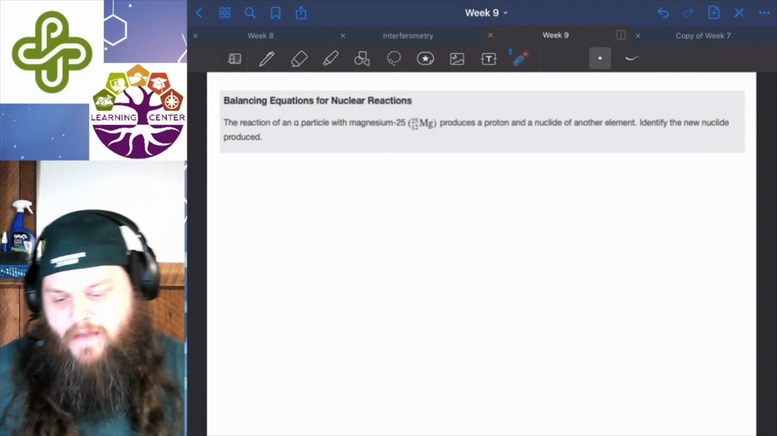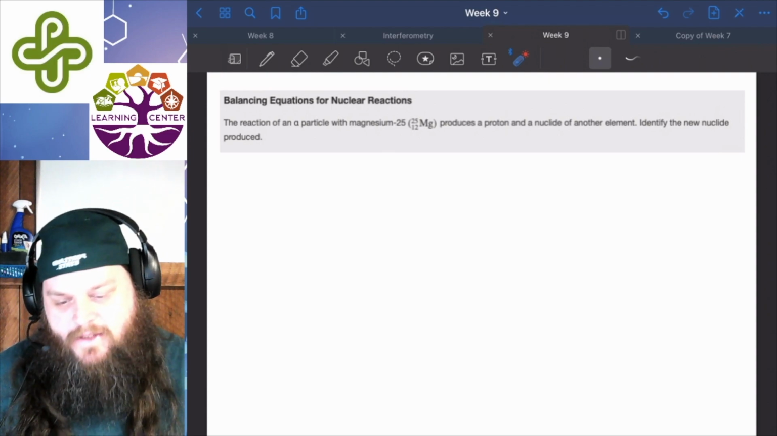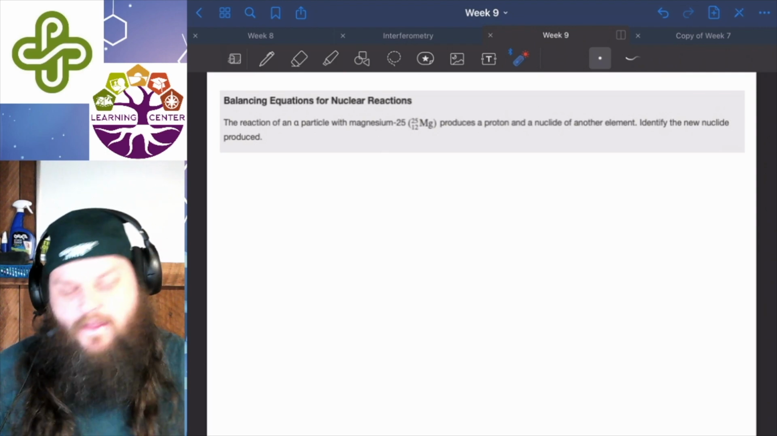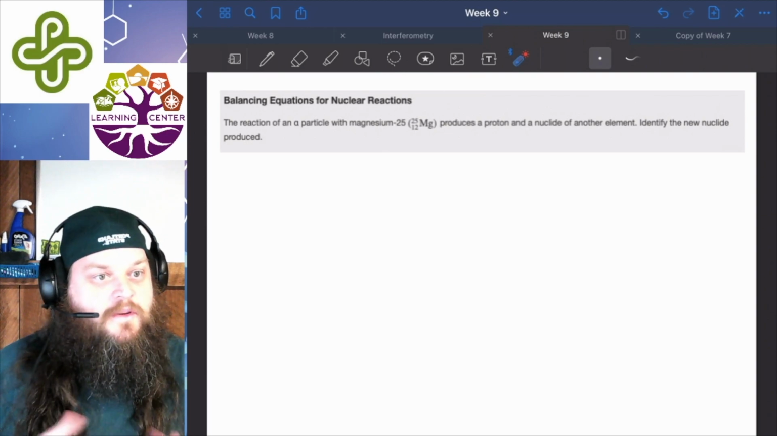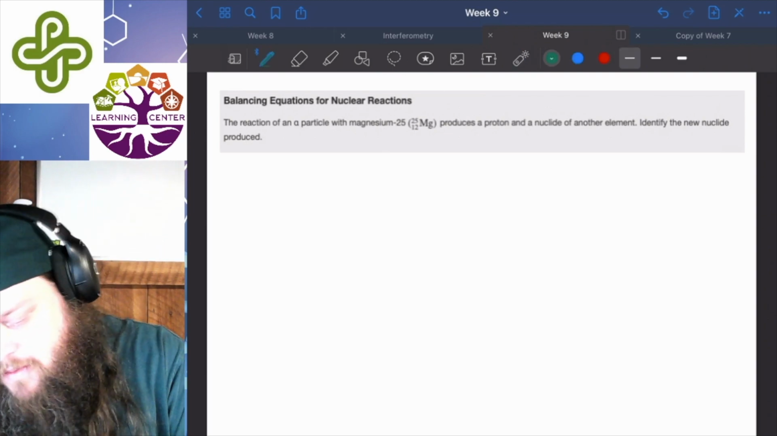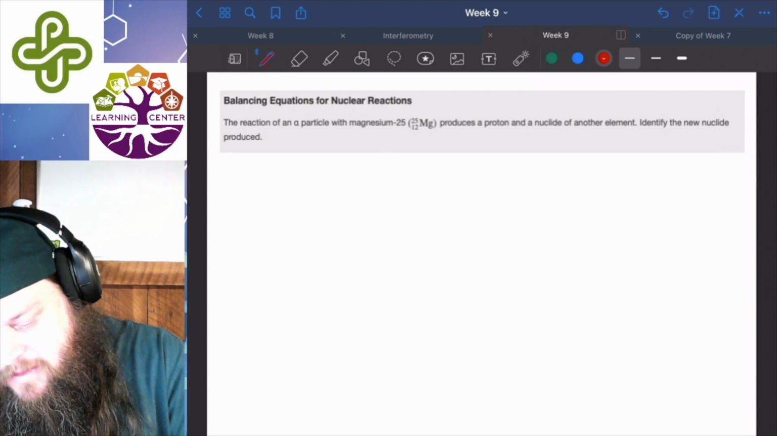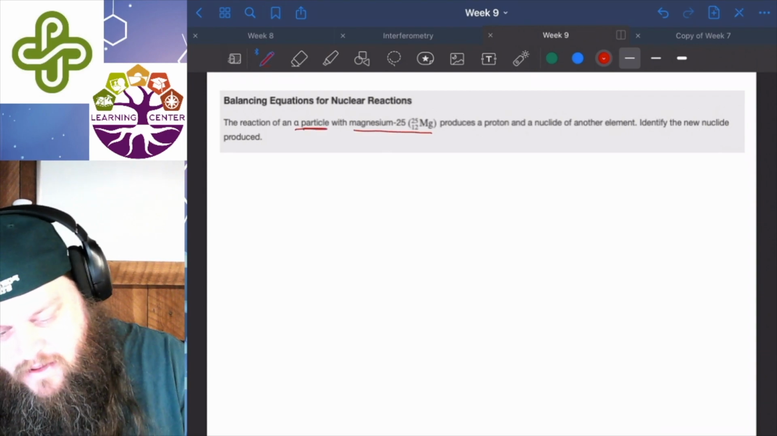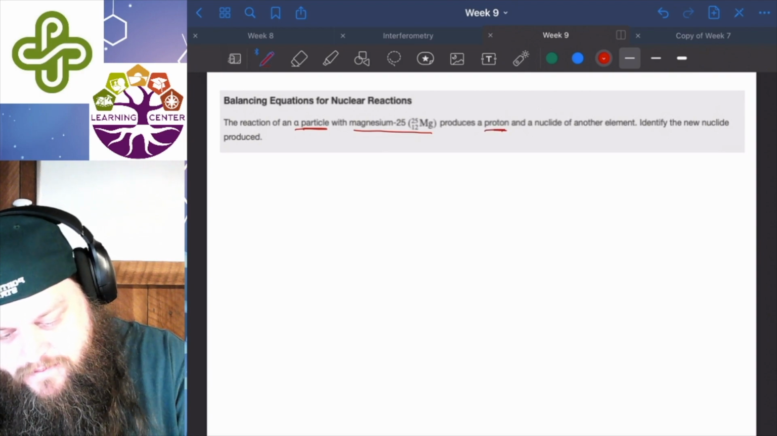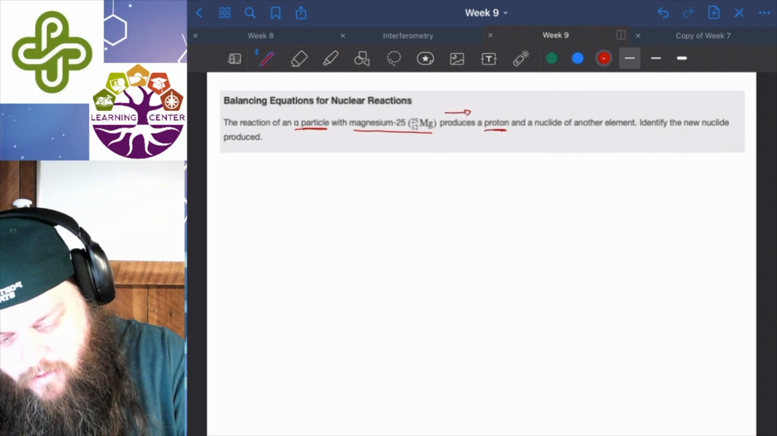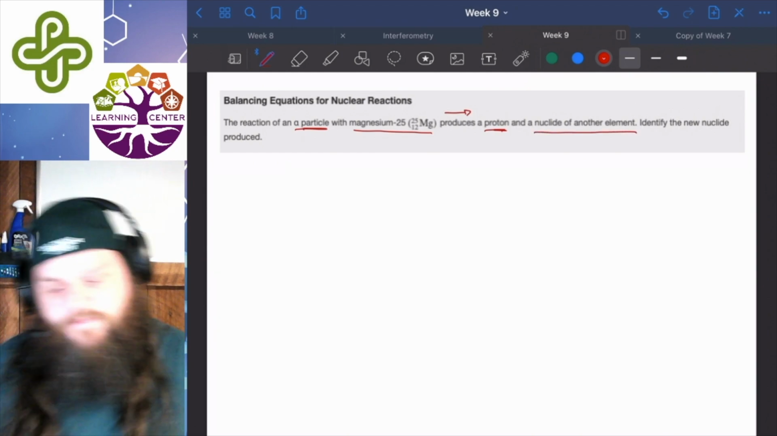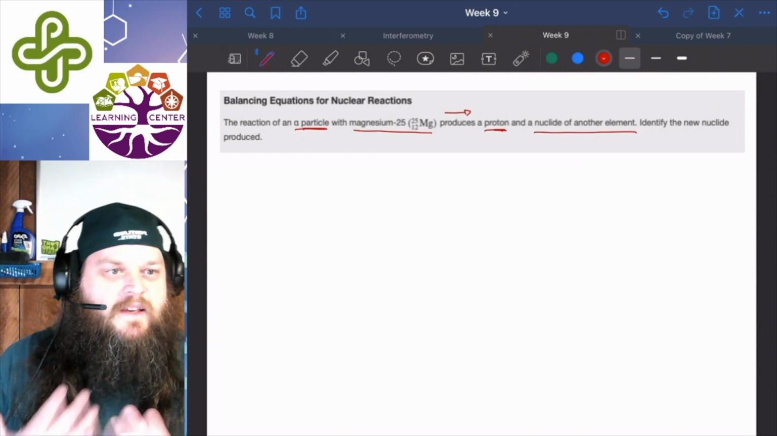First, we're going to look at a reaction of an alpha particle with magnesium-25, which produces a proton and a nuclide of another element. We want to identify that nuclide. So we want to work through this word problem. I'm going to underline some of the key elements. It's a reaction of an alpha particle with magnesium, and it produces a proton. I'm going to write a little arrow over produces. And a nuclide of another element.